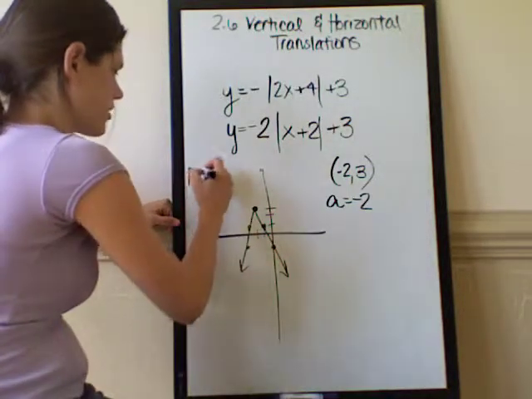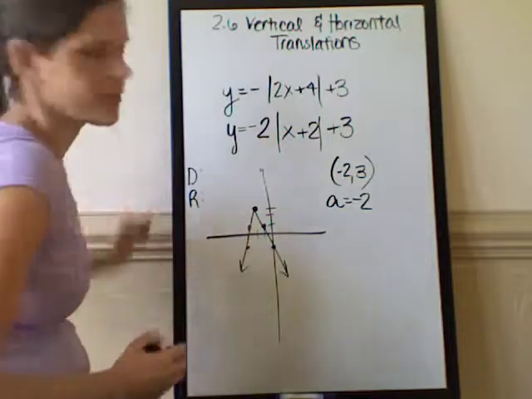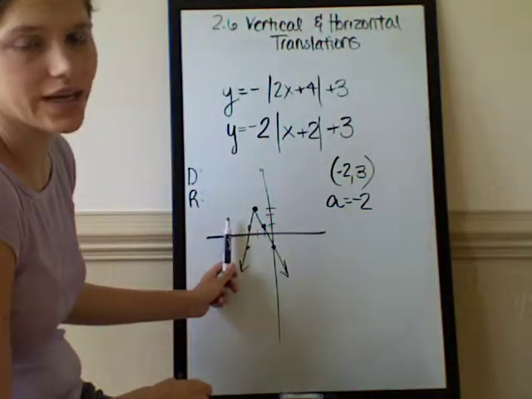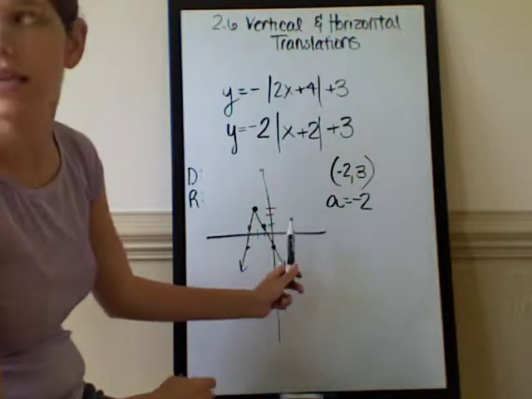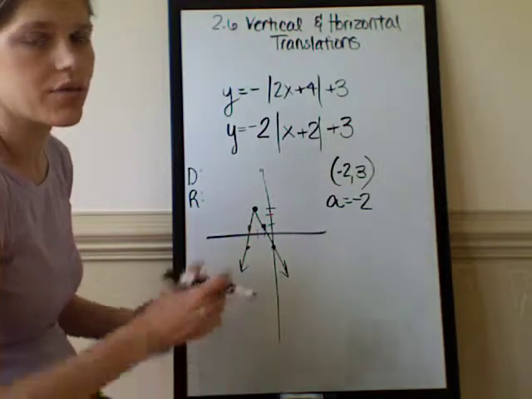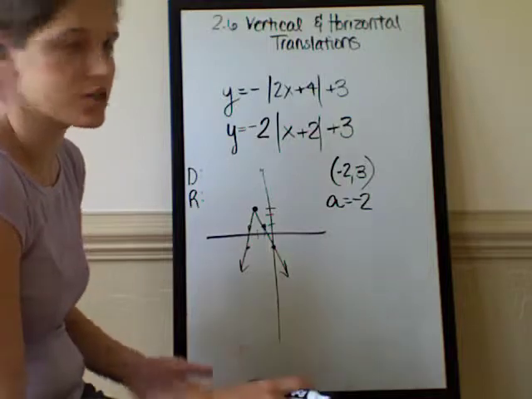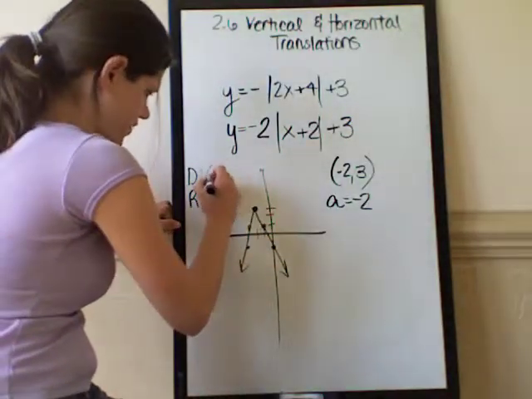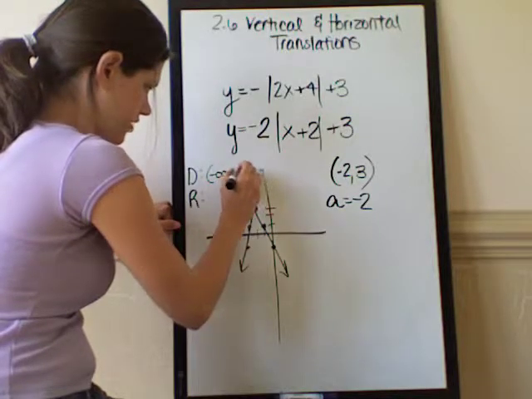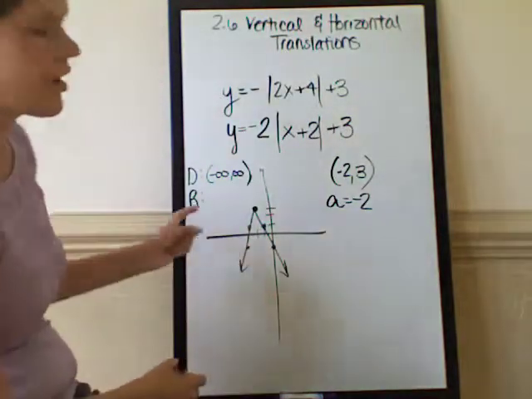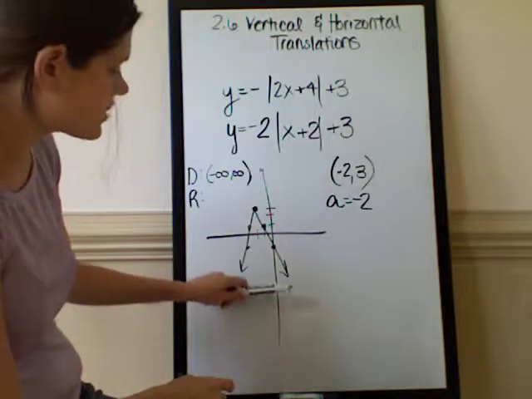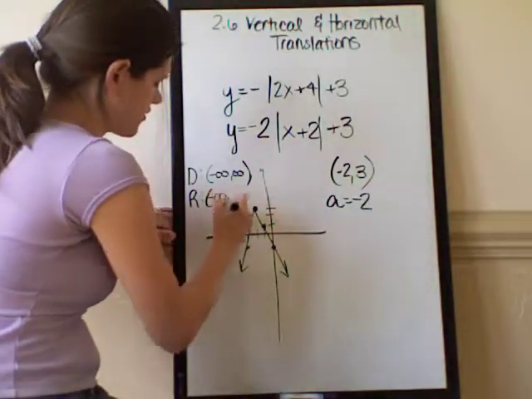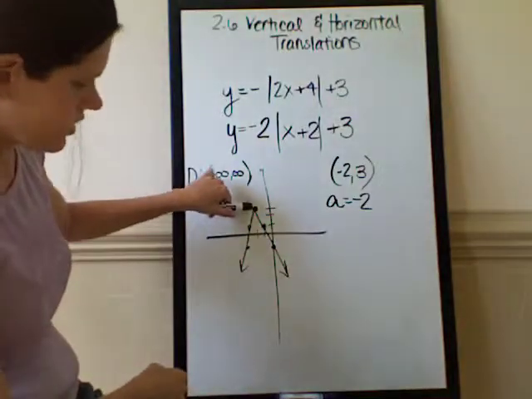Alright, let's talk about my domain and my range. Alright, when I go left to right, first thing I hit again is an arrow. The last thing I hit again is another arrow. Remember, I said your domain on an absolute value will not change because it's the same shape. You're always going arrow to arrow. So negative infinity to positive infinity. Alright, your range, bottom to top. First thing I hit are arrows, so negative infinity. The last thing I hit is 3.